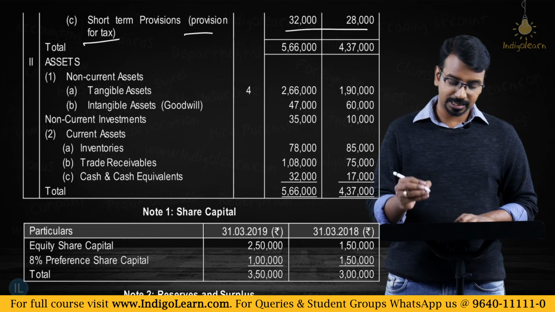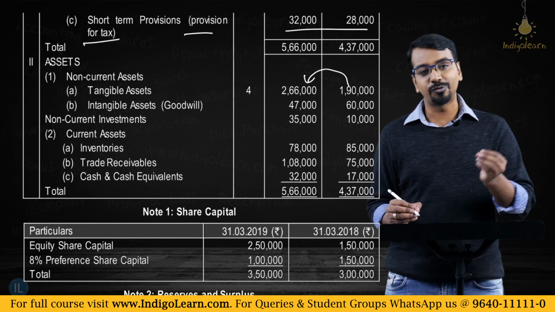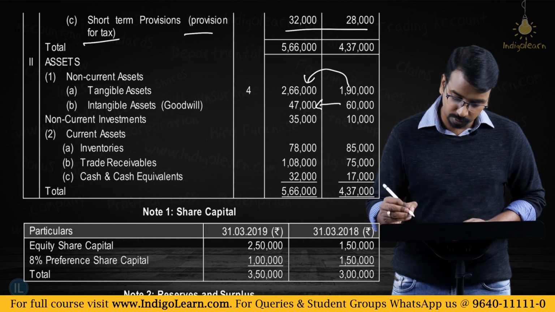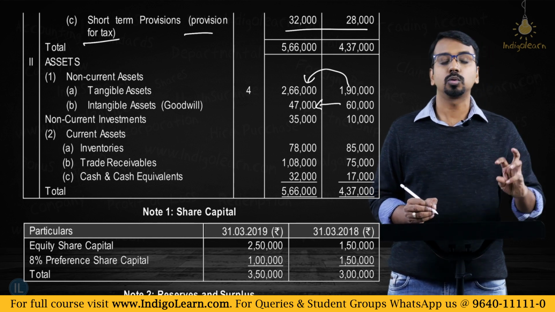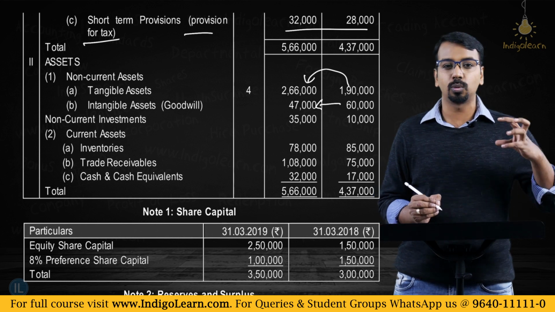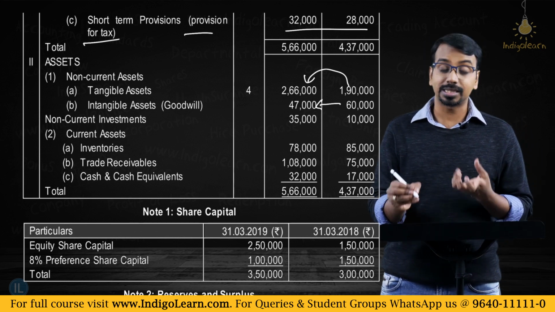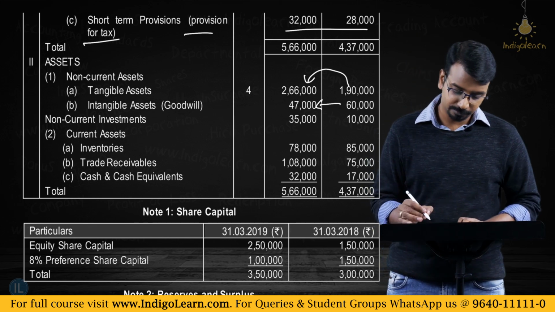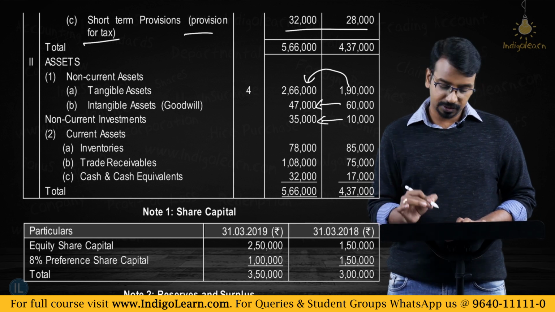Then under non-current assets, we have tangible assets which has increased from 190 to 266. Again, for this we have to see what is the detailed information available. Then intangible assets you can see has come down from 60 to 47. Now goodwill can come down only if it has been amortized, right? Only if it has been amortized, then you will reduce the value of goodwill. So this entry would have been passed in your P&L statement. Then non-current investments from 10,000 it has increased to 35.